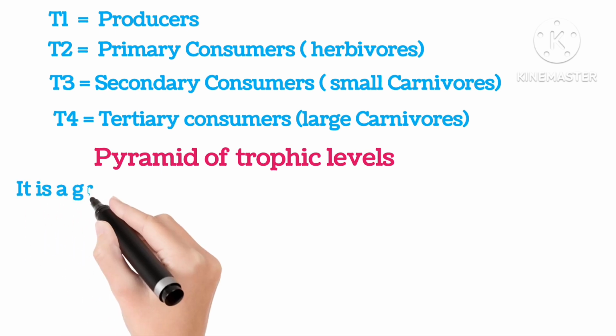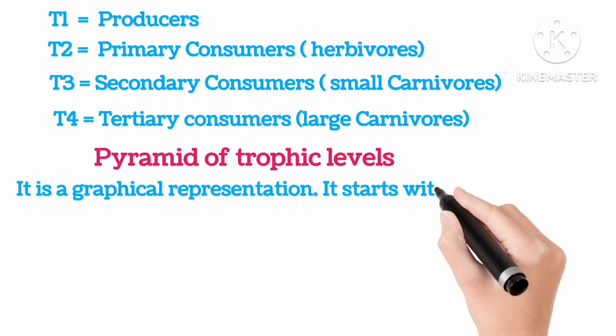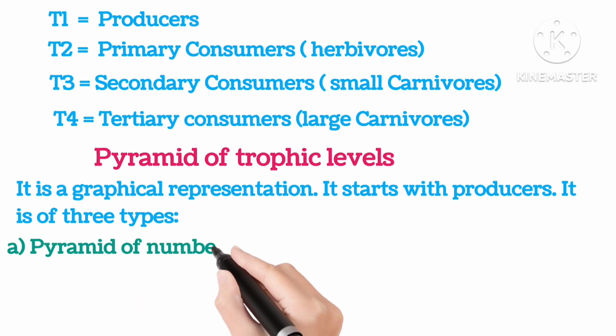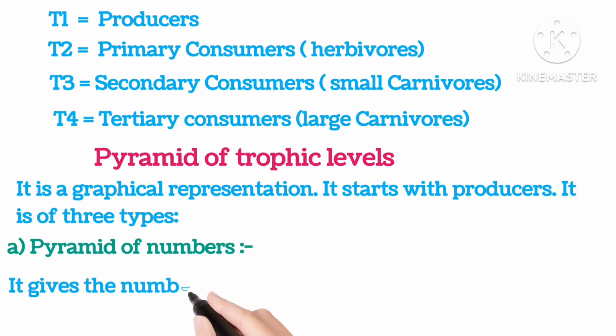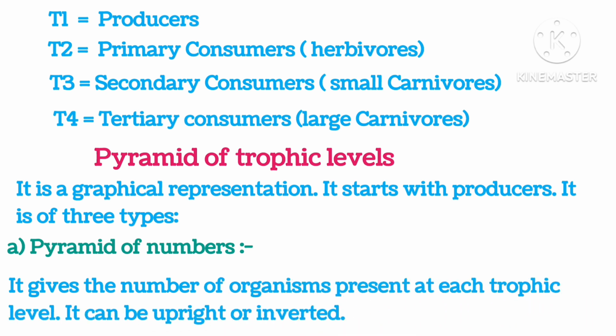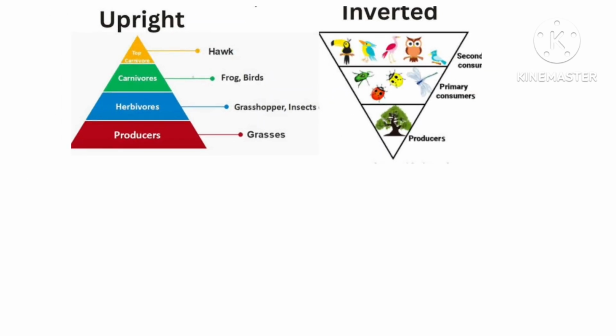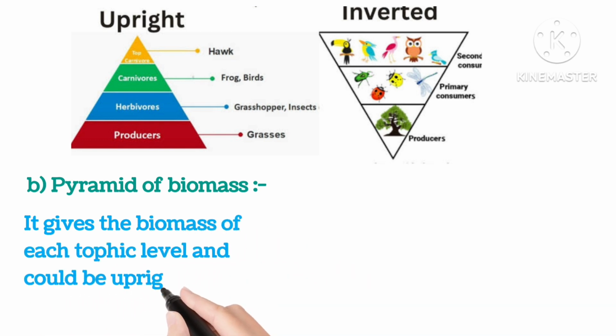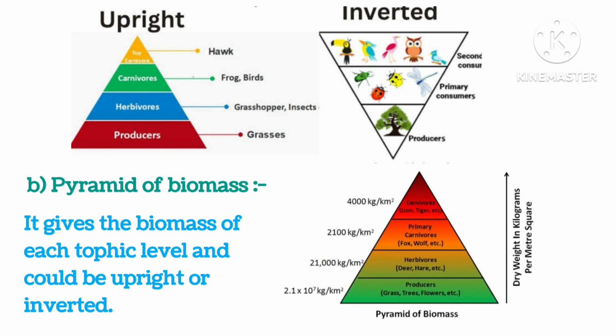Pyramid of trophic levels. It is a graphical representation. It starts with producers. It is of 3 types. First is pyramid of numbers. It gives the number of organisms present at each trophic level. It can be upright or inverted. You can see in the picture here. Second is pyramid of biomass. It gives the biomass of each trophic level and could be upright or inverted, as you can see here in this picture.